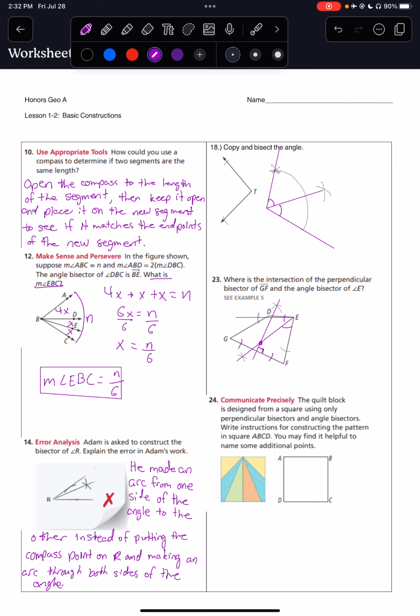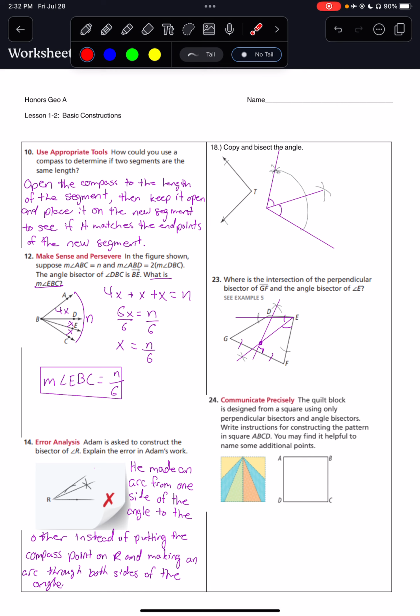You have an angle bisector for number 18. Make sure you've got the little, here, let me outline. Make sure you've got these little hash marks over here to show how wide the angle is, and then you've copied it from here to here. You've got this X to show the bisector.